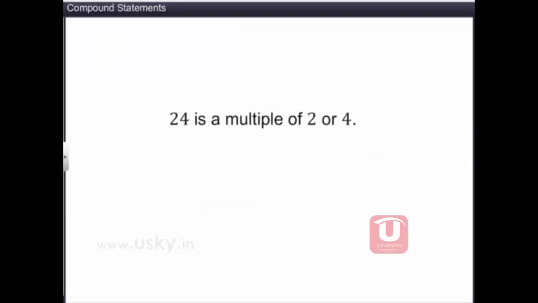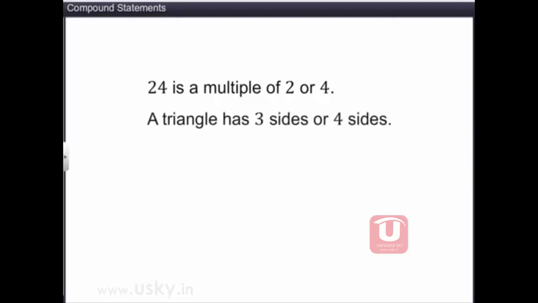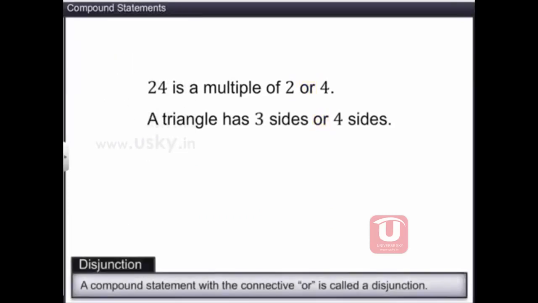Let's look at the given compound statements. In both the sentences, the connective word used is "or". A compound statement with a connective "or" is called a disjunction. Let's determine the truth values of the given statements.